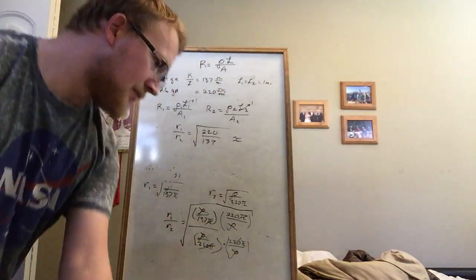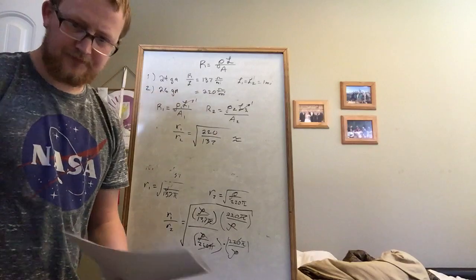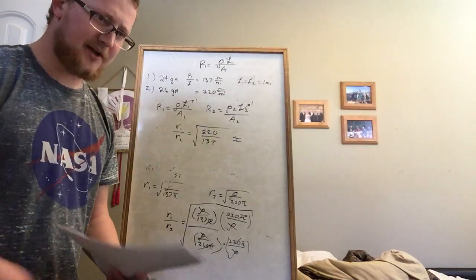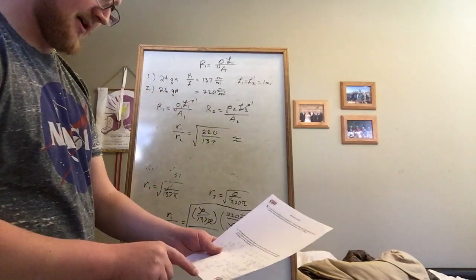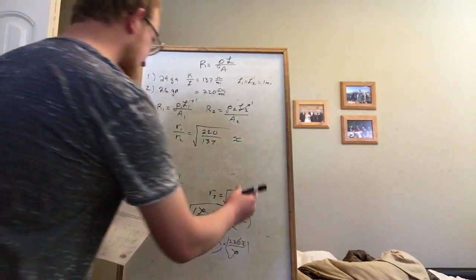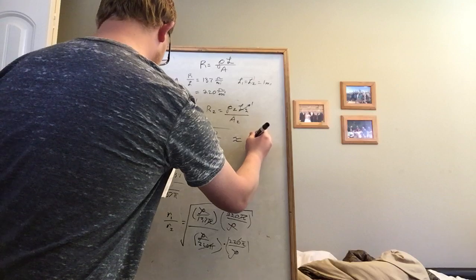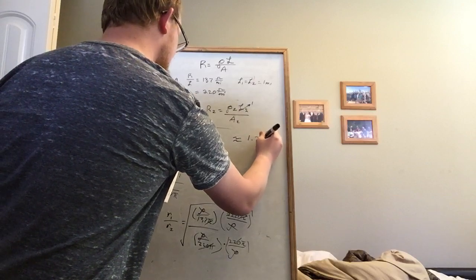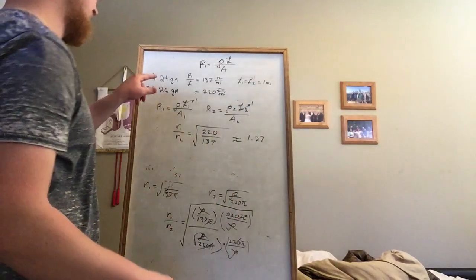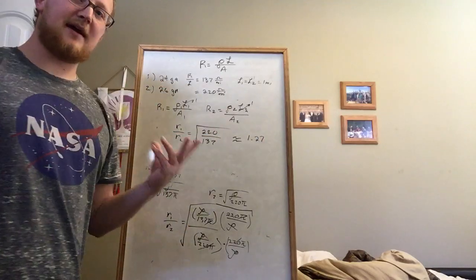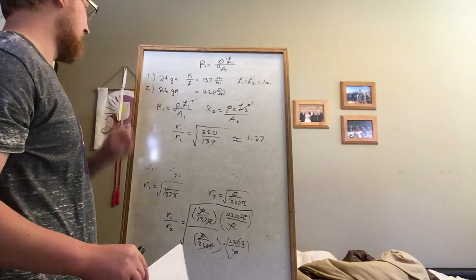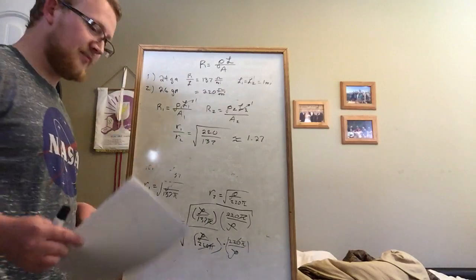Uh-oh. For some reason I don't have my calculator on me, but I've got the answer written down here anyways. It's roughly 1.27. So the 24 gauge wire has roughly 1.27 times the diameter of the 26 gauge wire.